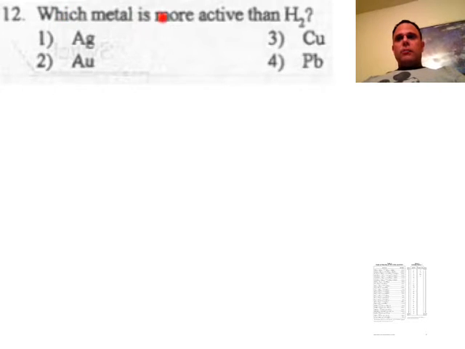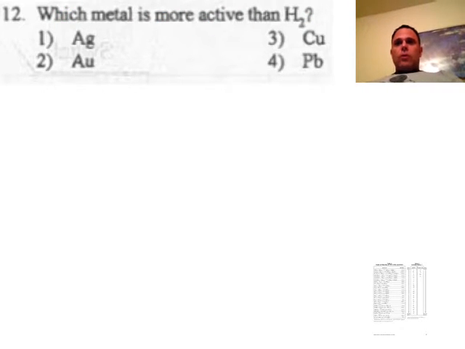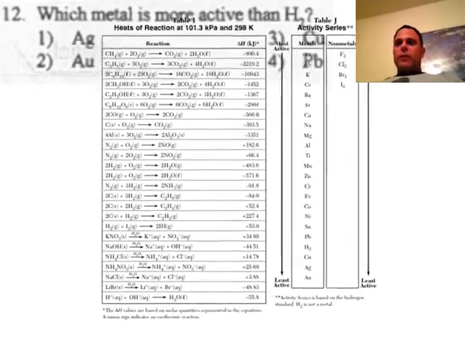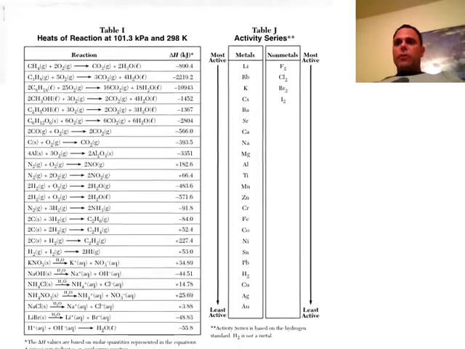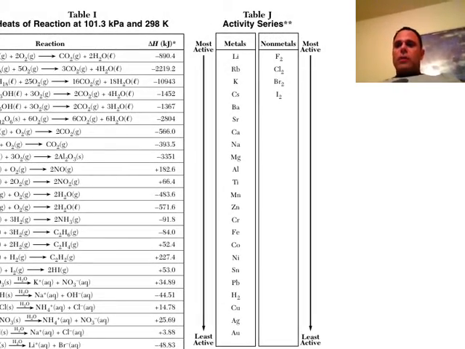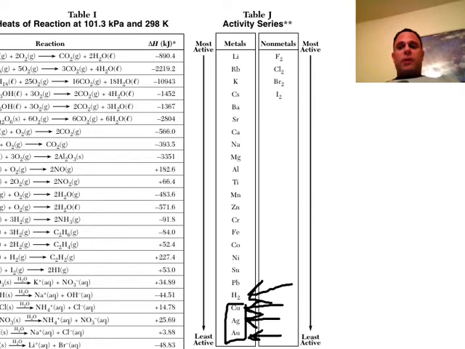Which metal is more active than H2? We're looking at silver, gold, copper, and lead. Which one is more active? For that, we must look at our table J, which is an activity series, and we will identify each of them. And here is H2 right there. There's silver, gold, and copper. Right then and there, 3 of them are below it, so you must think, wow, 3 of them are below it. It must be the other one.